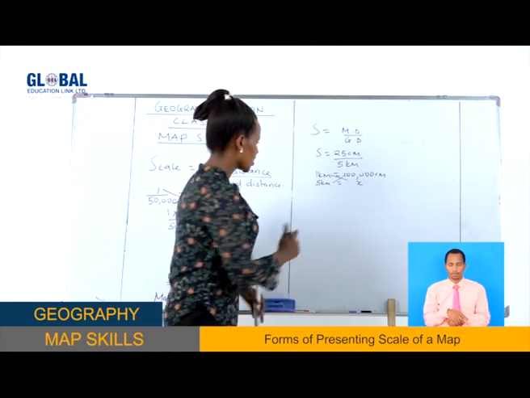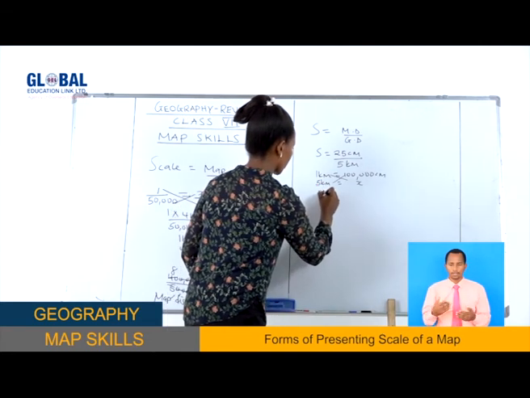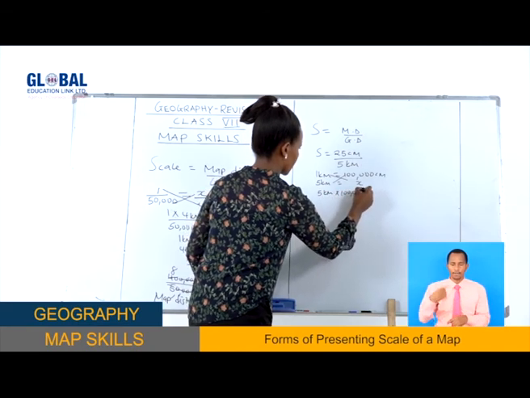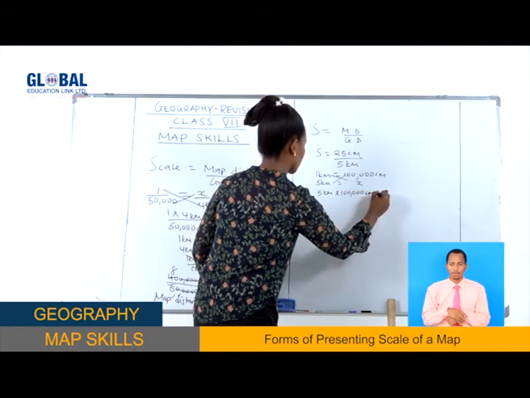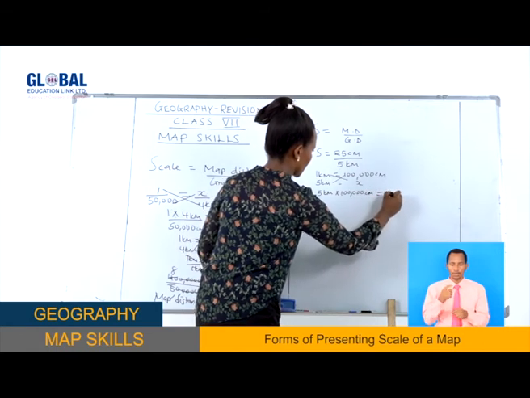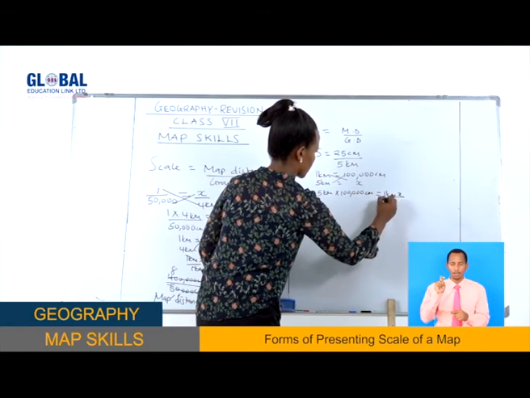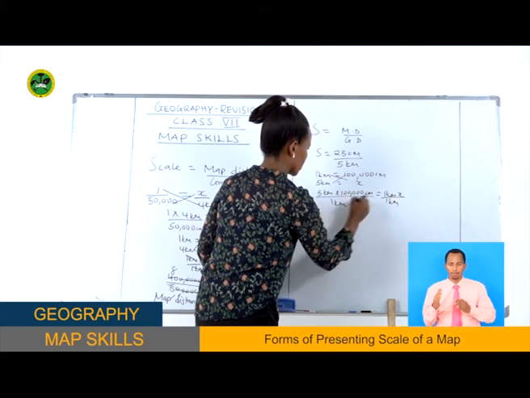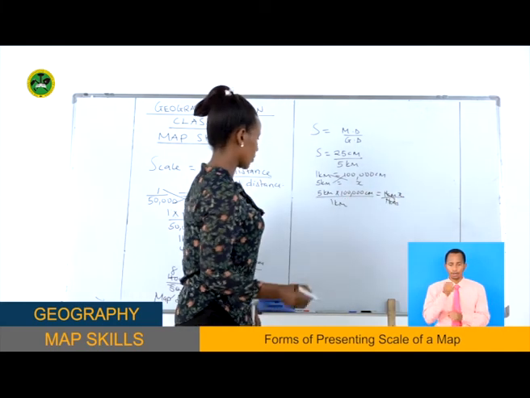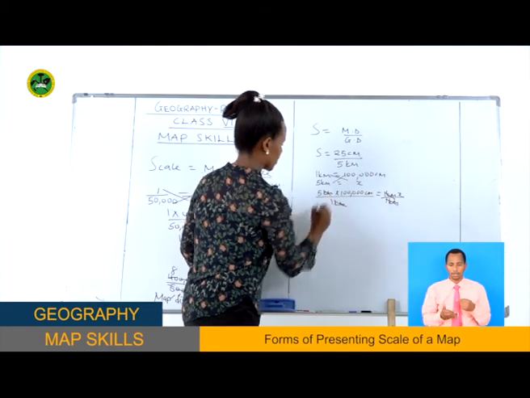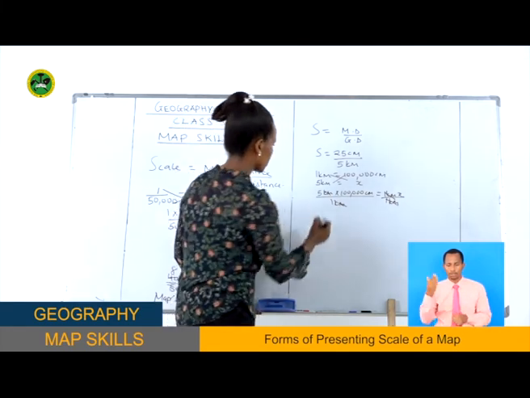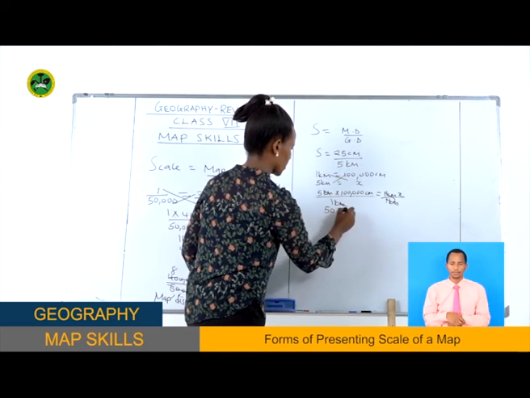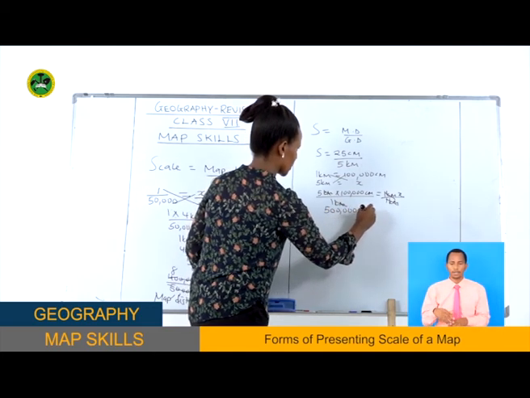After cross multiplication, it goes like this. 5 kilometers goes with 100,000 centimeters, which is equal to 1 kilometer times x. Divide by 1 kilometer, divide by 1 kilometer. 1 kilometer and 1 kilometer have gone. Kilometer and kilometer we also cancel. Then 5 times 100,000, you get 500,000 centimeters.